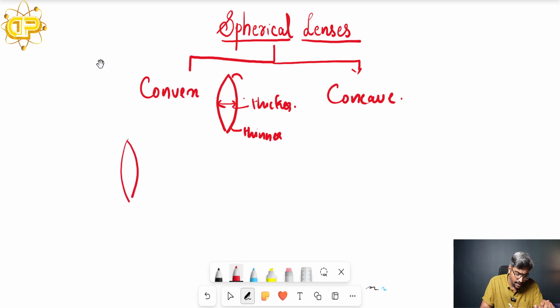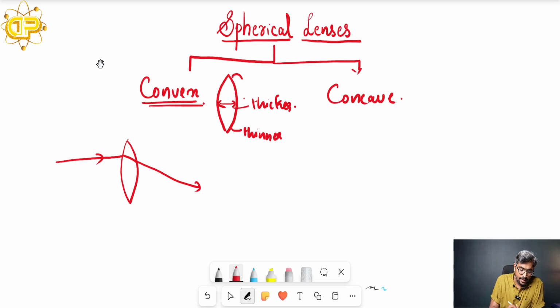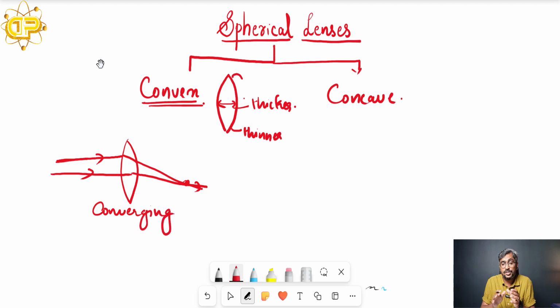If I am taking a convex lens and passing light through it, the refraction process takes place and the light goes like this. You can also see that if you take a convex lens and pass one or two rays of light, they will converge and meet at a point. So this lens is also known as what? Converging lens.